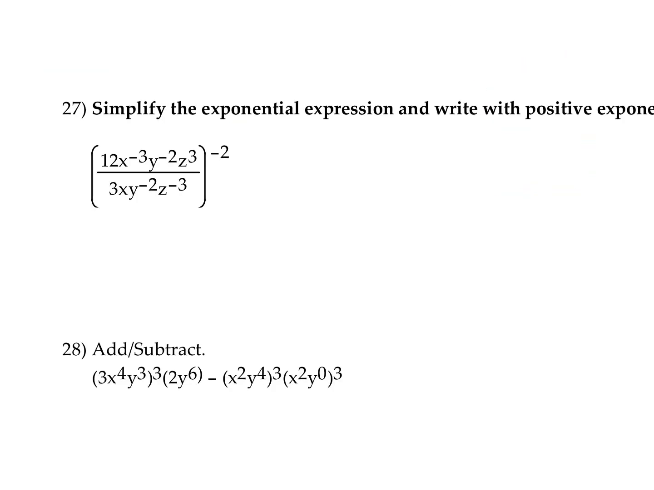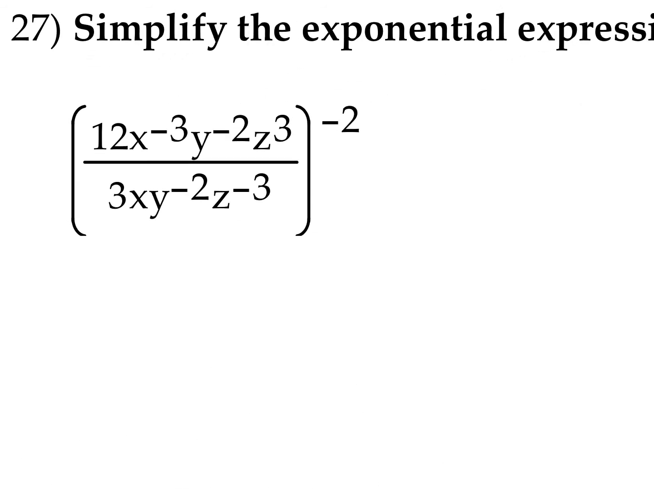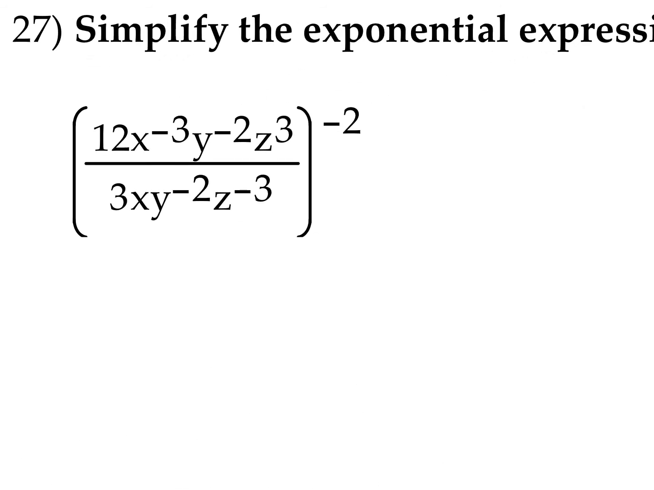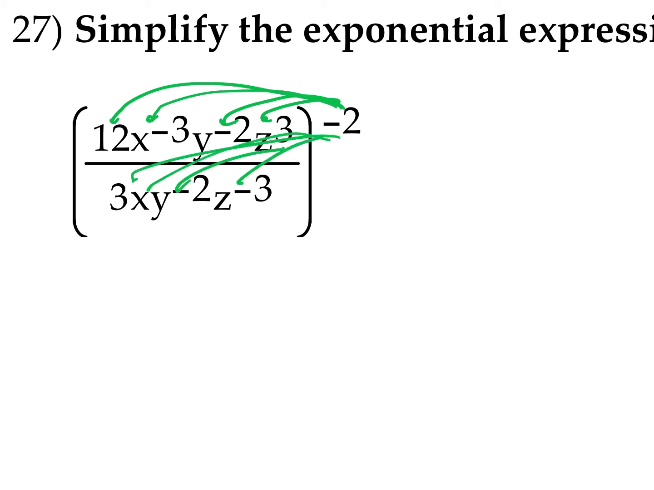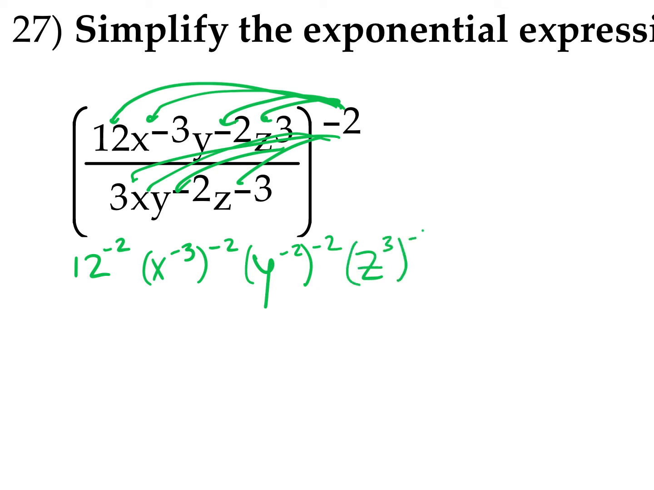What should I do first for 27? Distribute. So the negative 2 gets distributed to everything. The 12, the x, the y, the z, the 3, the x, the y, the z. So I have 12 to the power of negative 2, x to the power of negative 3 to the power of negative 2, y to the power of negative 2 to the power of negative 2, and z to the power of 3 to the power of negative 2. And that's just on top. We need to distribute the negative 2 to everything on the bottom too.